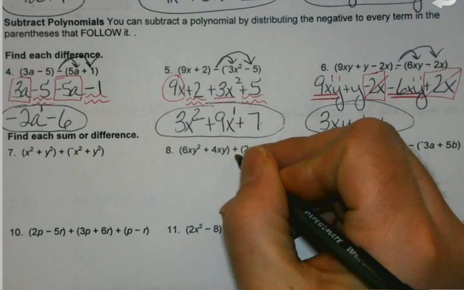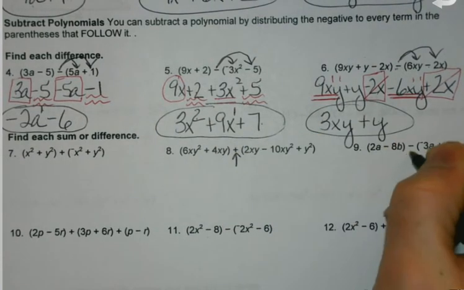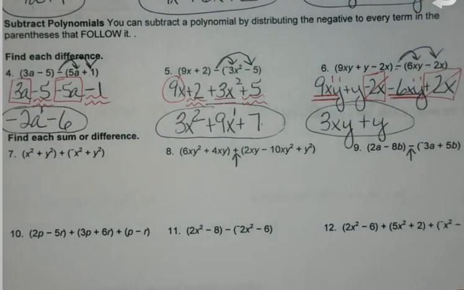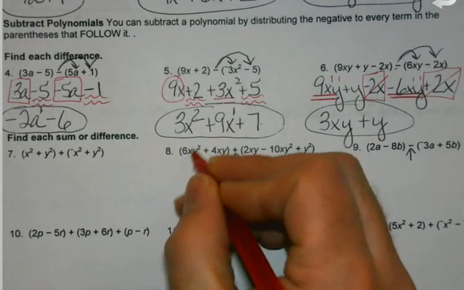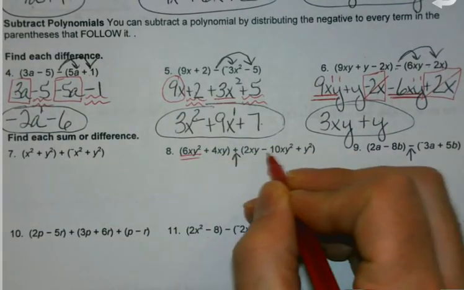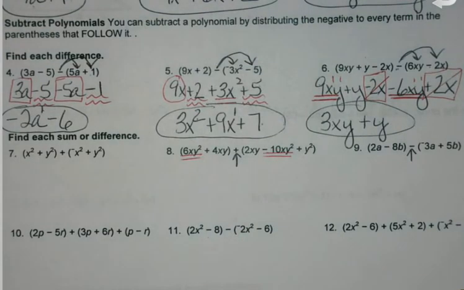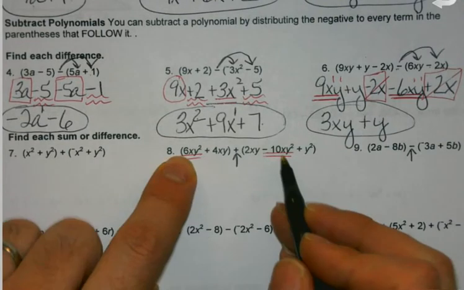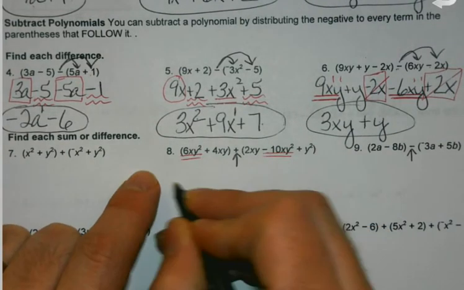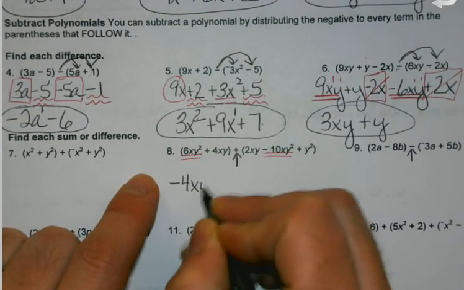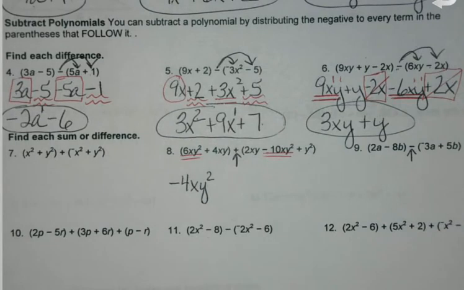Always be looking for that symbol in the middle. If it's plus, you can just start combining things that are alike right away. So like here, since it says plus, I can start putting these together. I see xy squareds. Those have a degree of 3, so we'll start with those. 6 and negative 10 would be negative 4 xy squared.